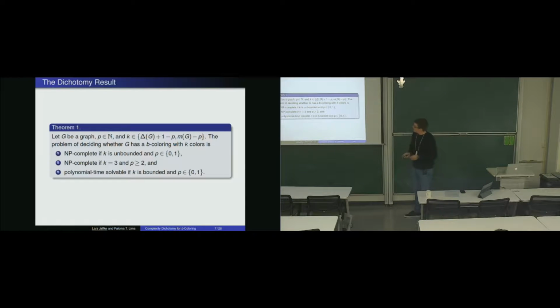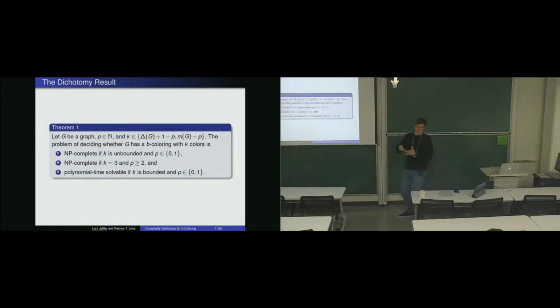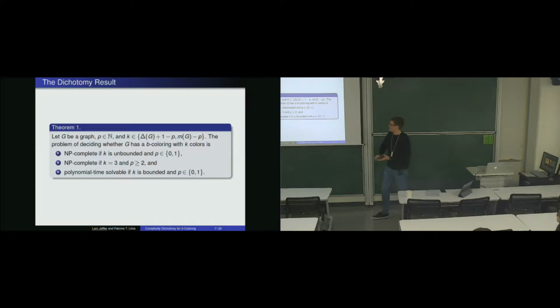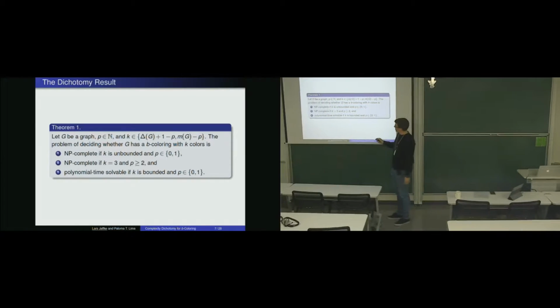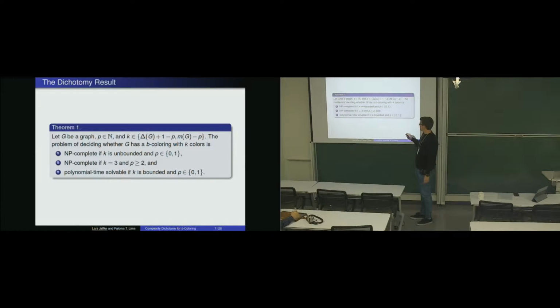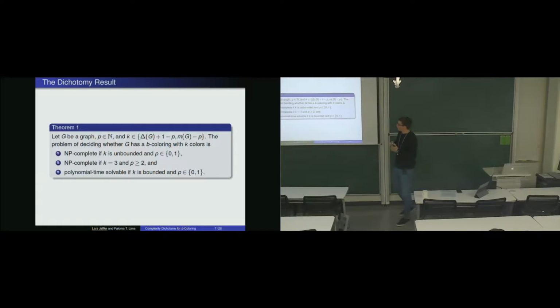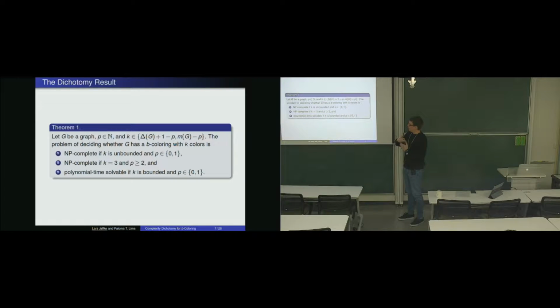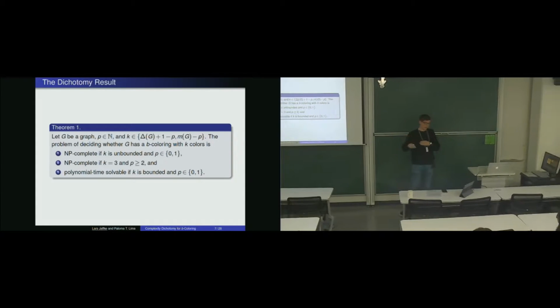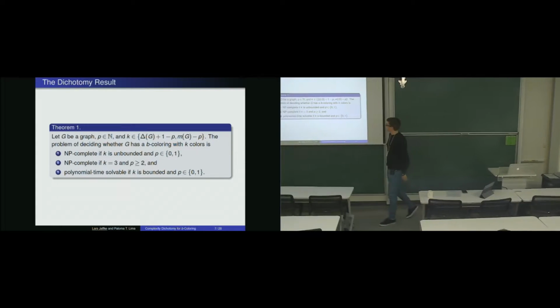And finally, we carve out this small area of tractability, namely we show that it's polynomial-time solvable if K is bounded and P is either 0 or 1. So if we want to know if our graph either achieves the upper bound or it's 1 below, then we can do it in polynomial time for small k. Otherwise it's hard.